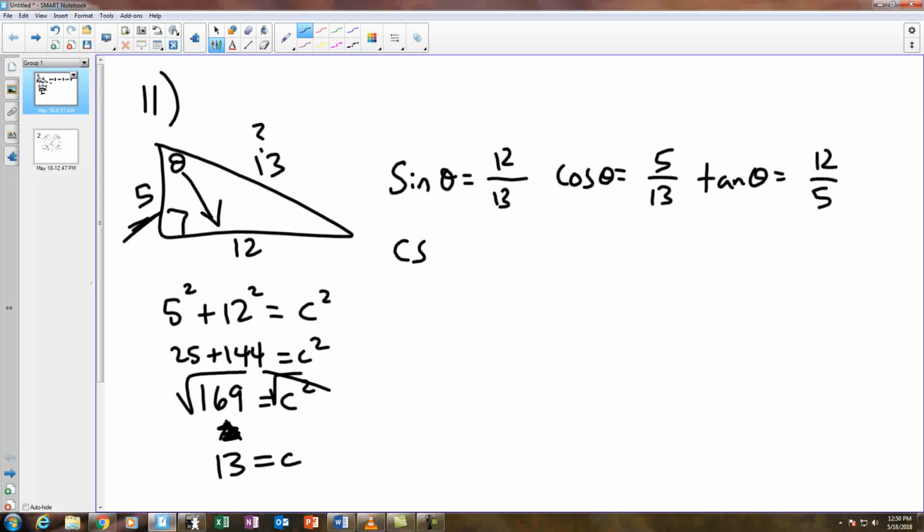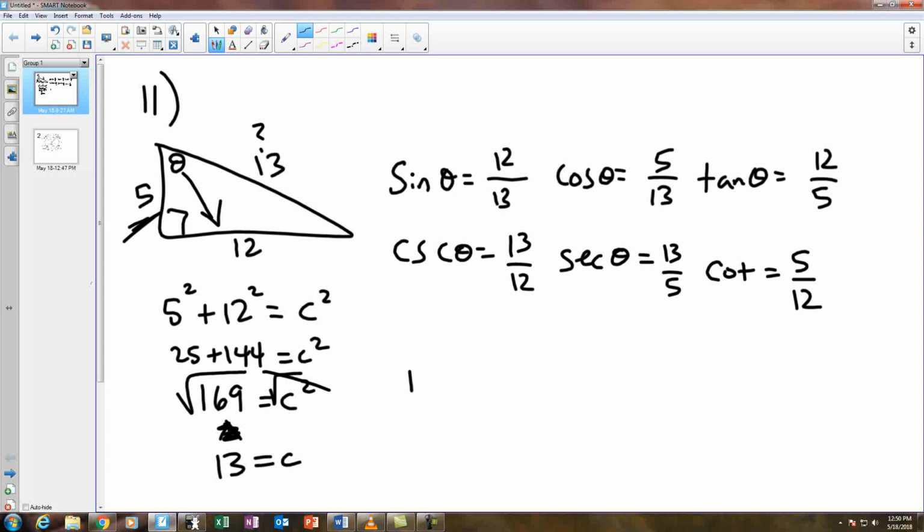And then we have the reciprocals. Cosecant is 13 over 12. Secant is 13 over 5. And cotangent is 5 over 12. That is what question 11 is asking you to produce.